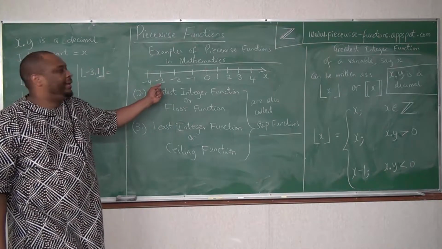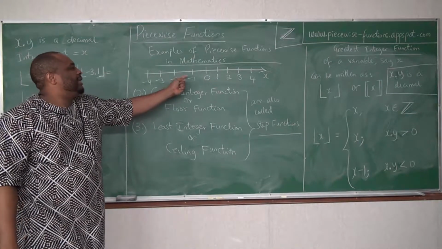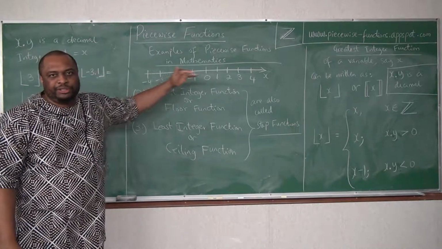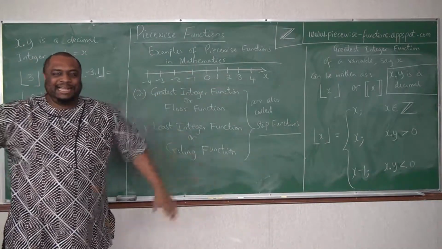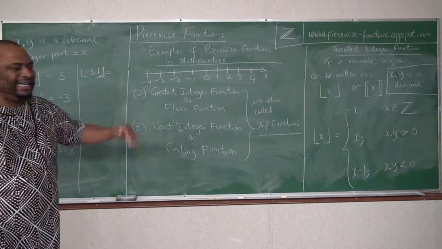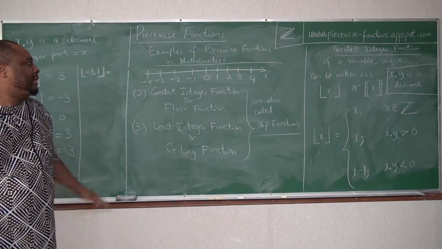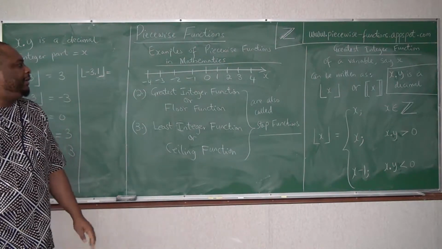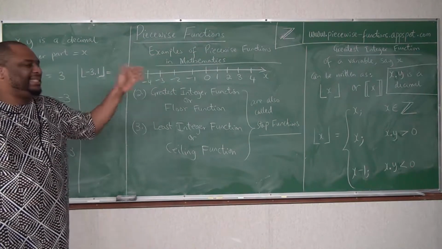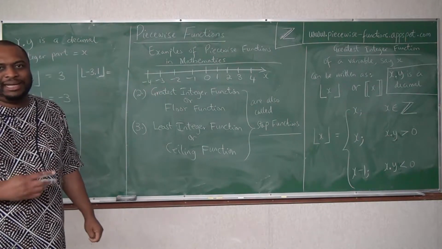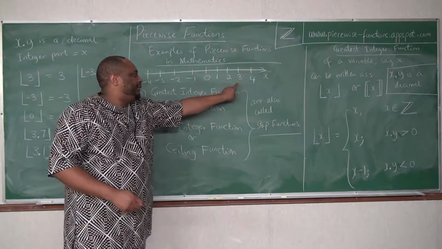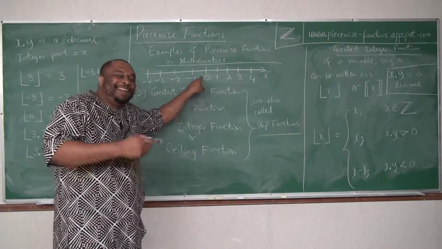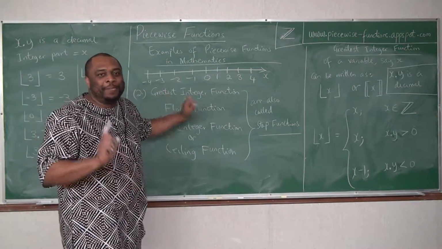-4 is less than -3. -3 less than -2. -2 less than -1. -1 less than 0. 0 less than 1. As you move from left to right, it is ascending order, least to greatest. If you're moving from right to left, it is descending order, greatest to least. 4 is greater than 3, 3 is greater than 2, 2 is greater than 1, 1 greater than 0, 0 greater than -1, -1 greater than -2, okay?